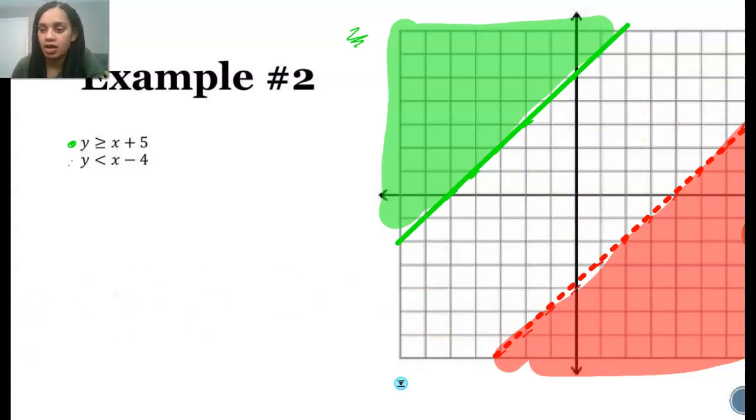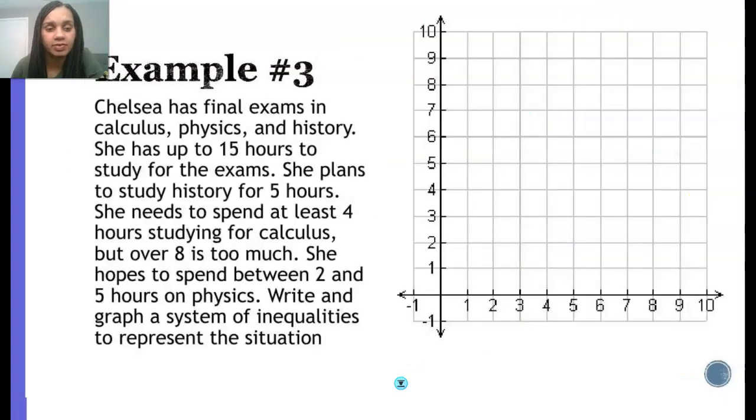All right. We're going to try a word problem next, so it's a little bit interesting. You might need to pause the video to write the problem down. So here it is. We're talking about Chelsea. She has some final exams in 3 classes, calculus, physics, and history. And she has up to 15 hours to study for the exams. She plans to study history for 5 hours. She needs to spend at least 4 hours studying for calculus, but over 8 is too much.